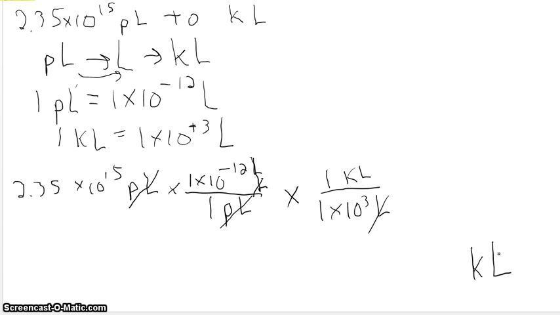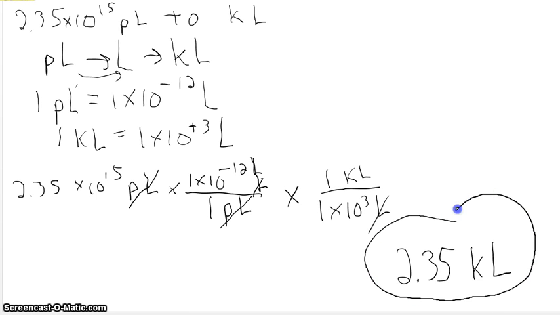Let's pick up our calculator. We've got 2.35 times 10 to the 15th. Multiply that by 10 to the minus 12, and then divide by 10 to the third. And lo and behold, look what we get. Pretty nice little number. 2.35. That's it. 2.35 kiloliters. Circle your answer on a test or quiz.